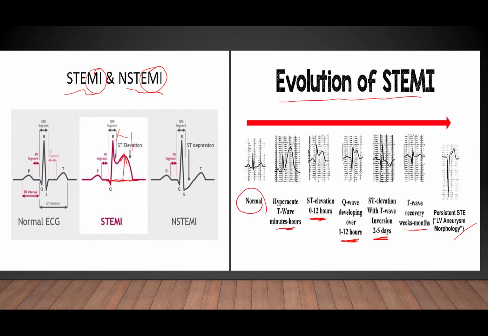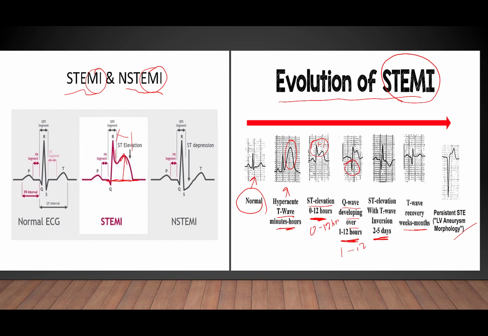Here we have normal. This is the normal ECG. Hyperacute T wave, minutes to hours in ST elevation. If you look at this one, this is hyperacute T wave, in the 0 to 12 hours in evolution of ST elevation. If you look at this one, this is ST elevation. Here we have Q wave developing over 1 to 12 hours. This is pathological Q wave.